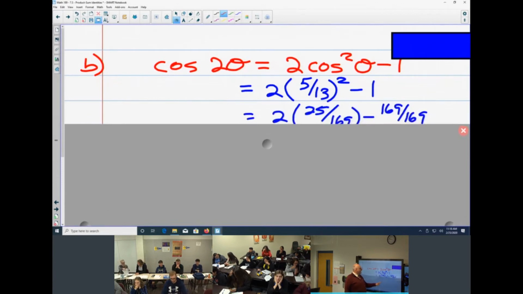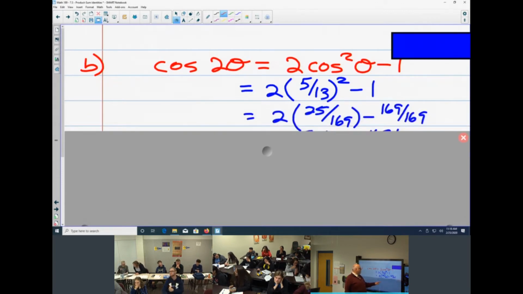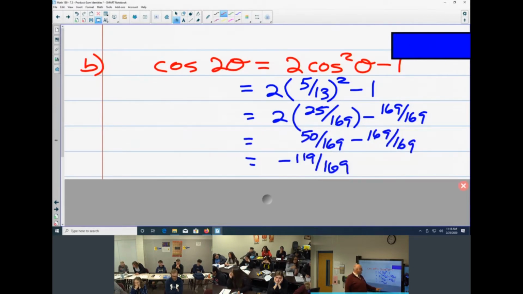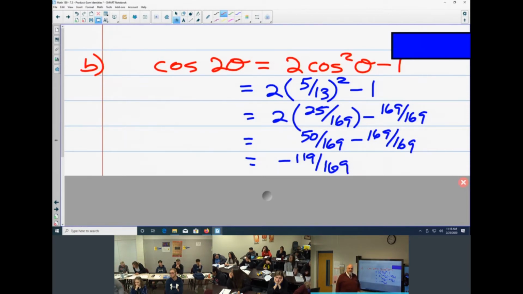So if I square out the cosine, multiply by 2, and then get a common denominator here, I got negative 119 over 169. Okay? So that's for my problem. Now, it doesn't say it on the practice problem here, but I want you to figure out the cosine of 2x for the practice problem.